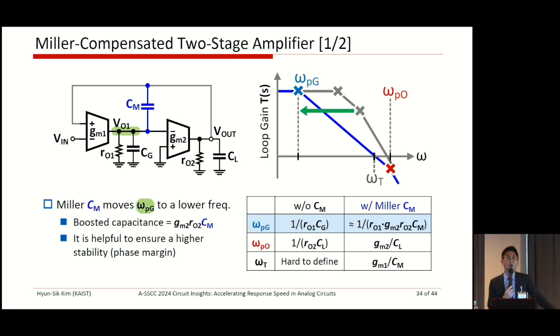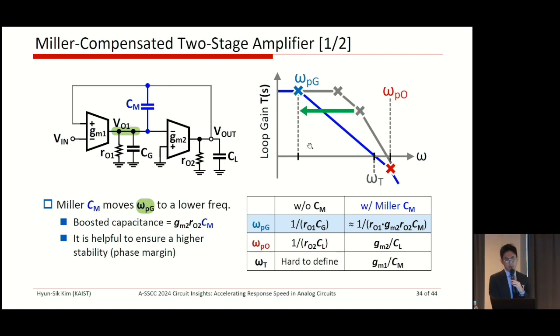I believe all of you are very familiar with this Miller compensation technique. The Miller compensation just inserts the Cm capacitor between the input and output of the second stage. From the perspective of the output of the first stage, Cm is boosted by the second stage gain, right? Therefore, the effective capacitance at this node is highly boosted. As a result, this pole formed at the gate can be moved to a low frequency, right?